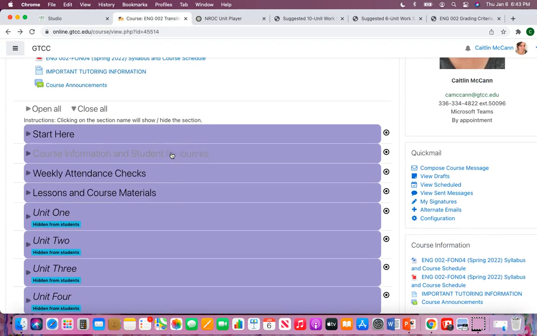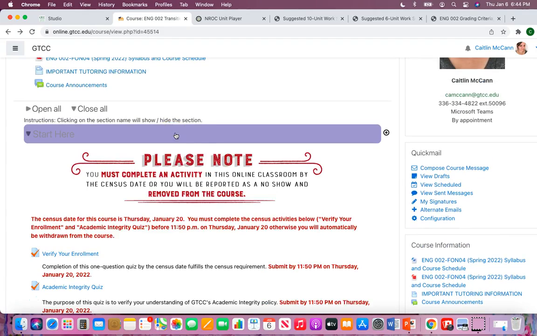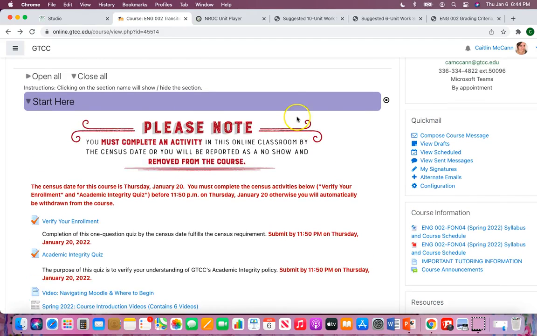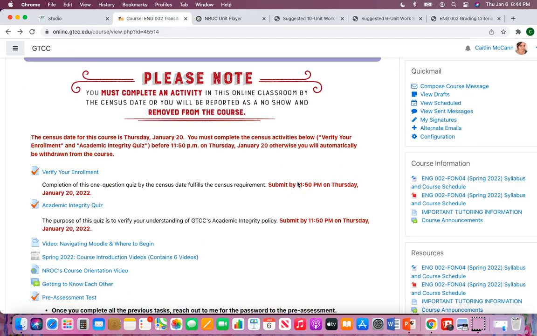Now I want to walk through the Start Here block with you because it's super important. Okay, so the Start Here block, these are the tasks you will be completing the first week of the semester. So the census date for this course is Thursday, January 20th. You must complete the census activities below, verify your enrollment, and academic integrity quiz before 11:50 p.m. on Thursday, January 20th. Otherwise, you will automatically be withdrawn from the course.